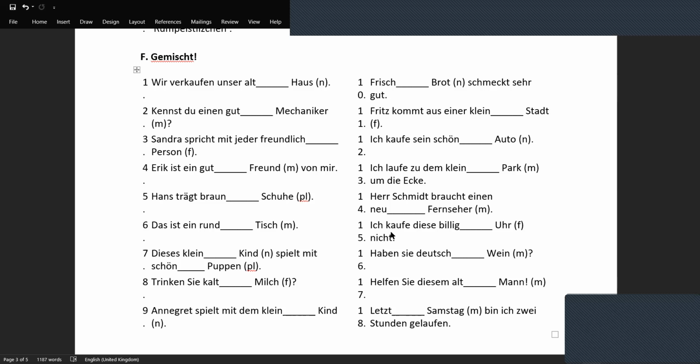Altes. Mhm. That is correct. Kennst du einen guten... Guter? Yeah, guten. Einen is telling you that the noun is accusative masculine, right? Accusative masculine. Okay, okay. Guten. Yeah.